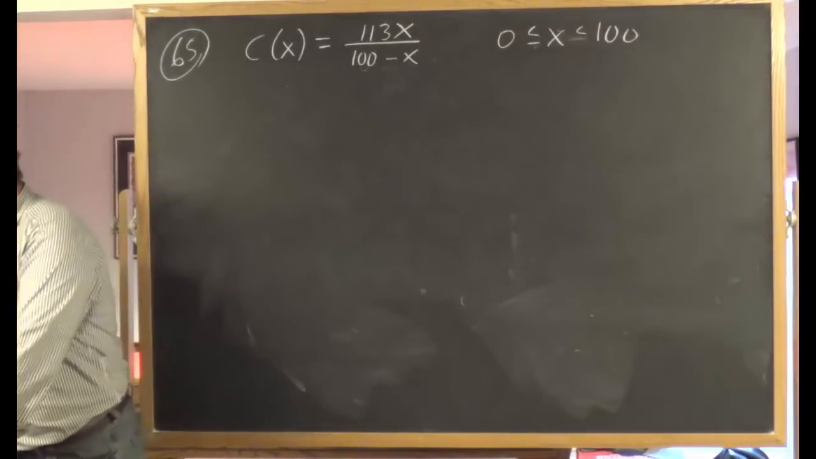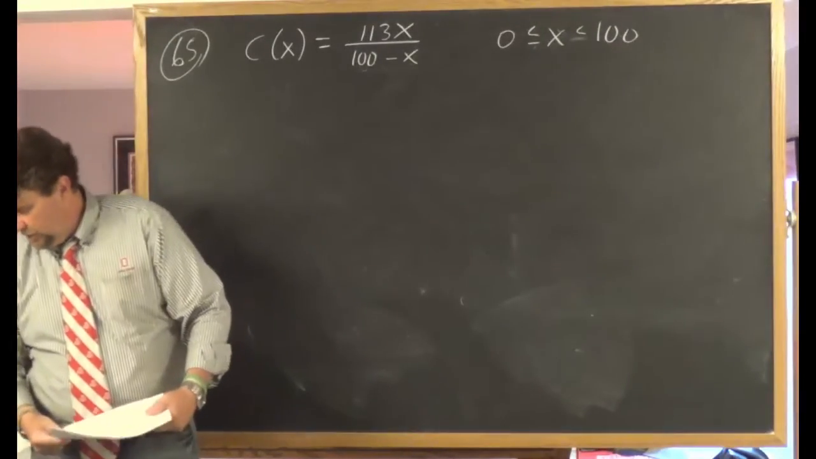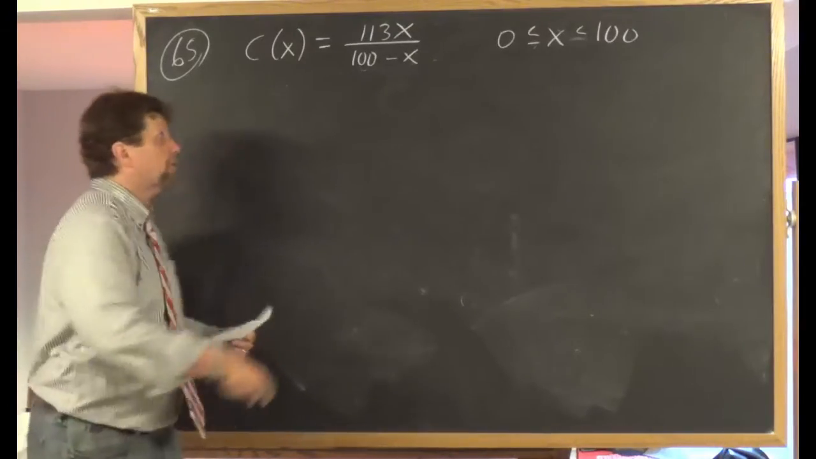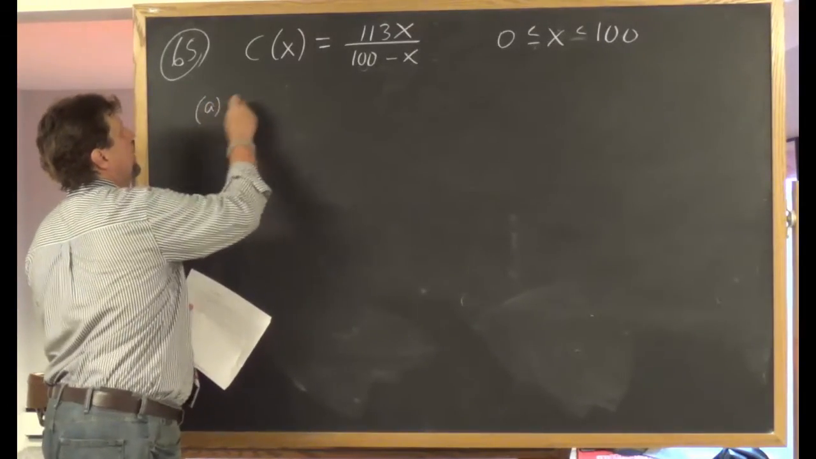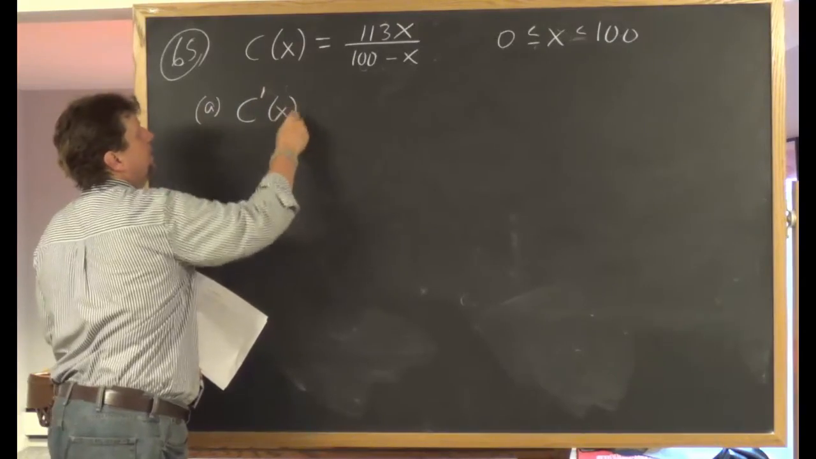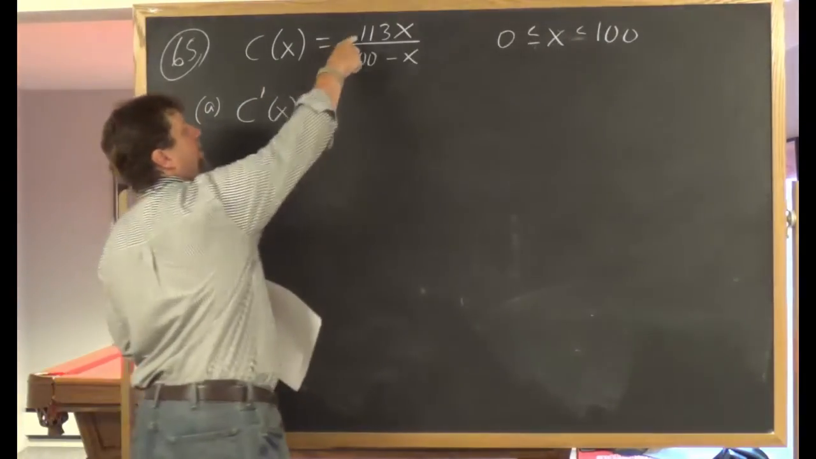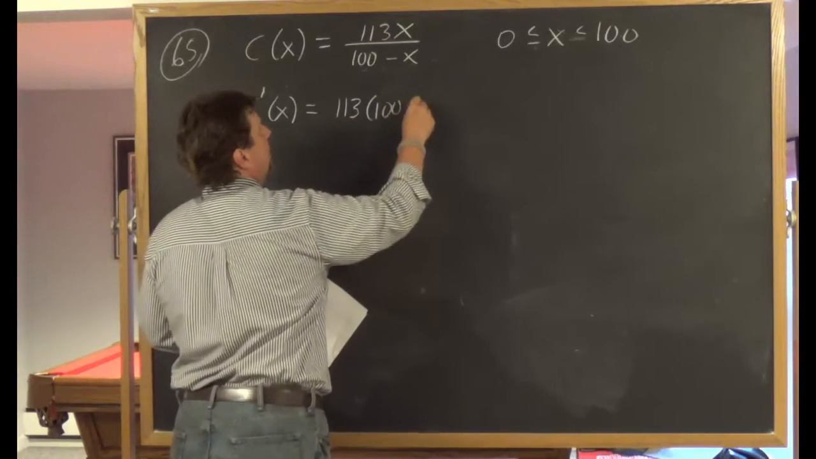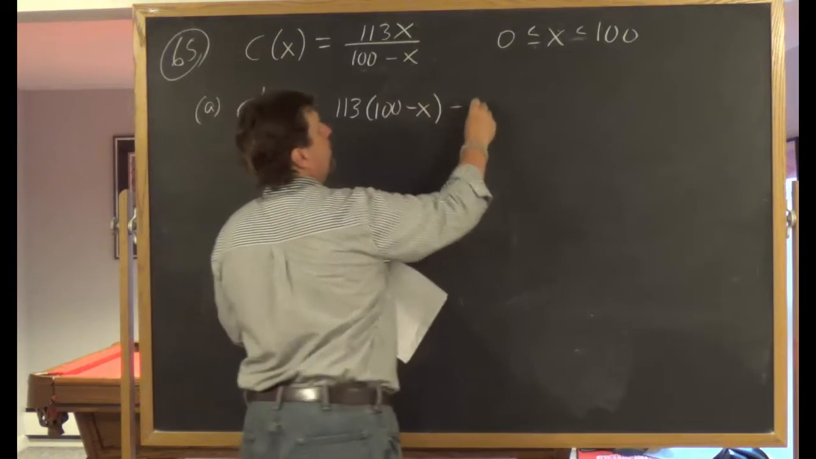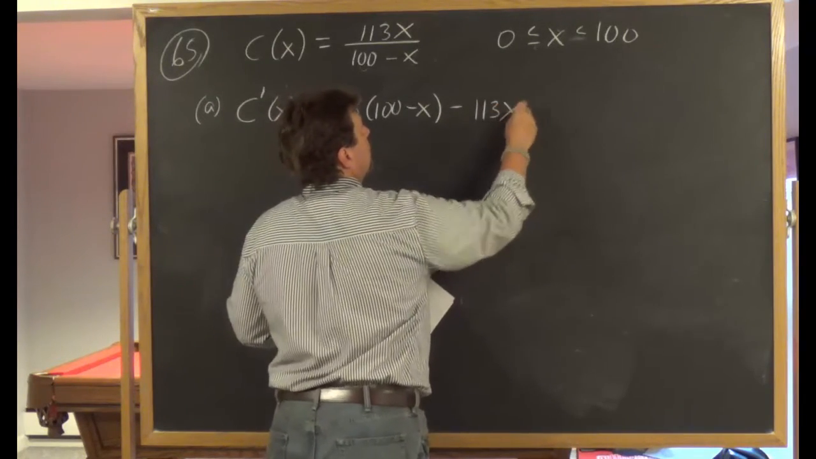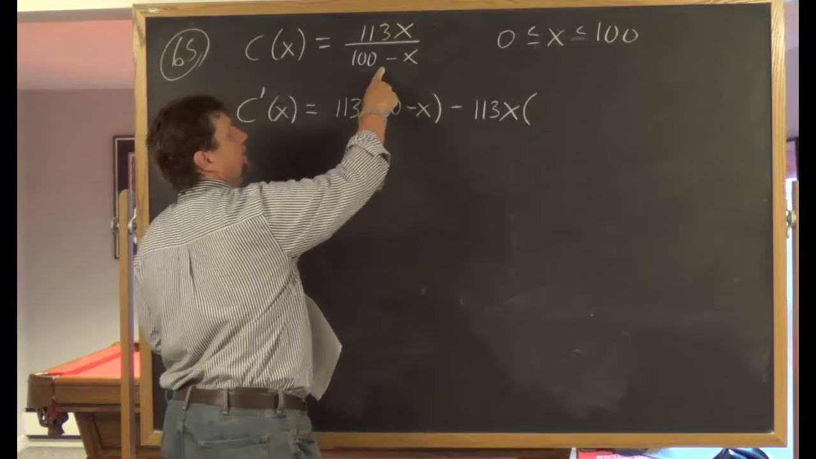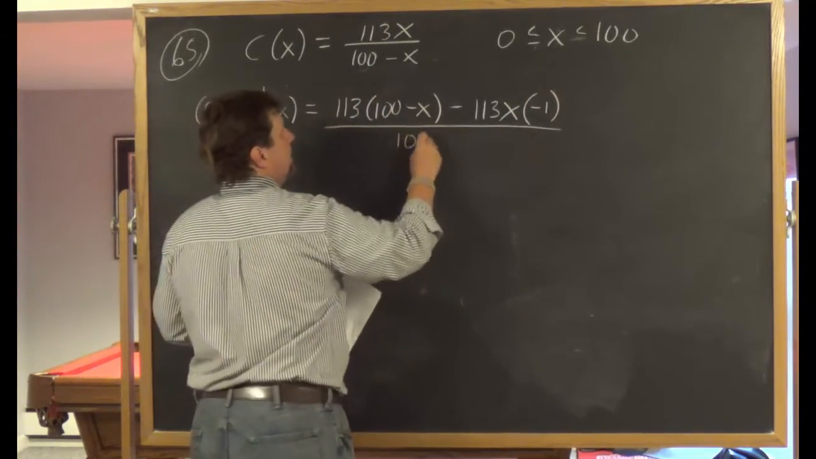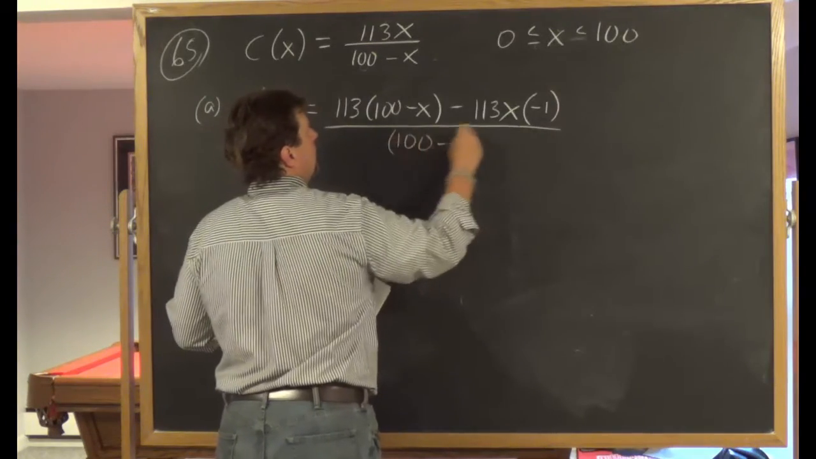So Part A, you were asked to use the quotient rule to differentiate C of x. So use the quotient rule and get the derivative. Well, that's kind of nice. Quotient rule says derivative of the numerator, that's 113, times the denominator, minus the numerator times the derivative of the denominator. The derivative of the denominator is negative 1. That's not too bad. All over the denominator squared.